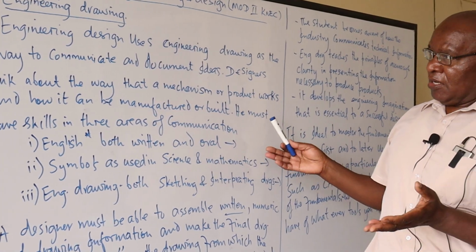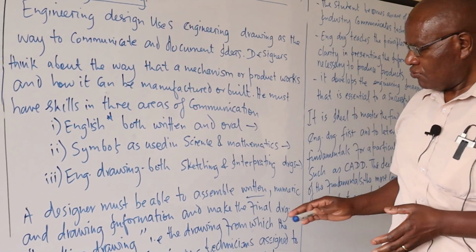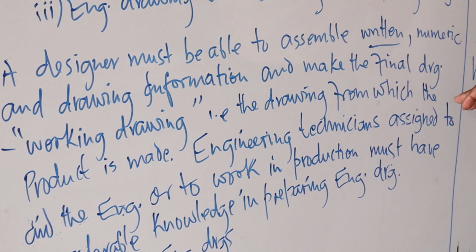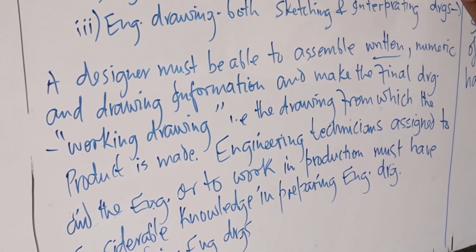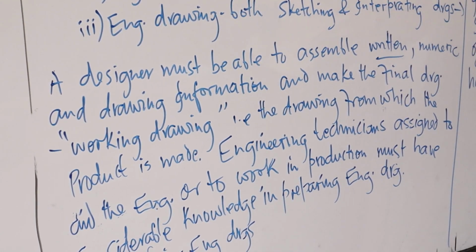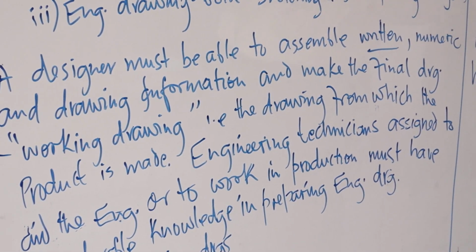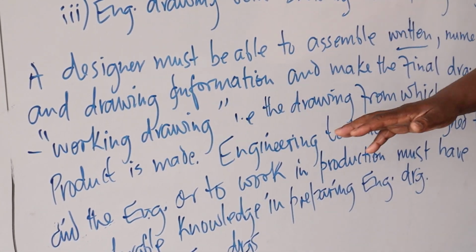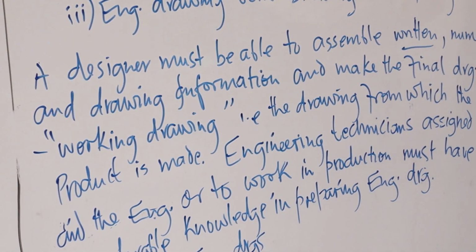Now, when you are learning engineering drawing, you find that a designer must be able to assemble the written, numeric, and drawing information and make the final working drawing. Now, when you are doing your design, you will have some symbols, or somebody can give you that information in the form of writing, or it can be numeric, and then from that, you have to produce the working drawing. Now, the working drawing is the one from which the product is made.